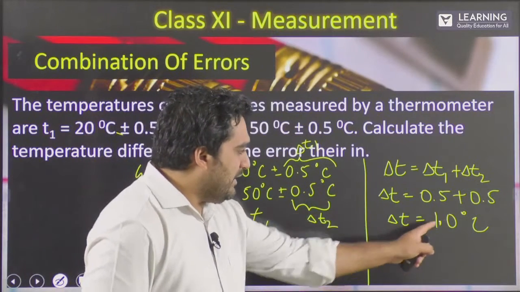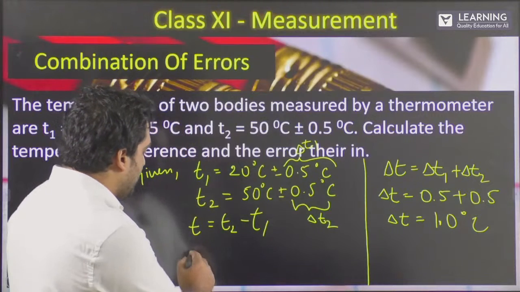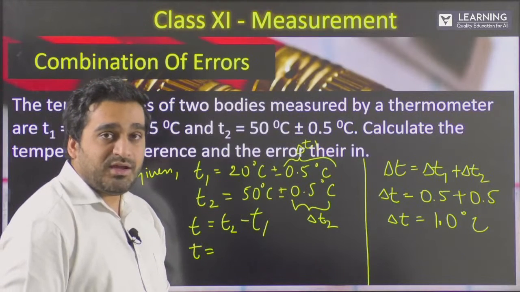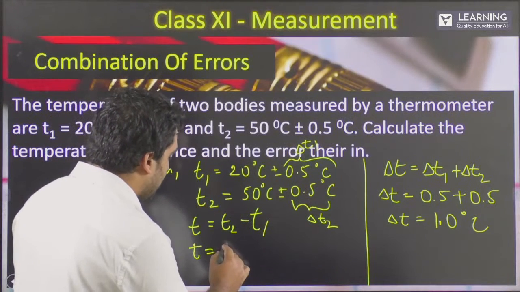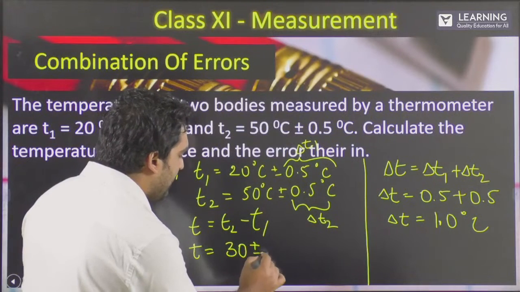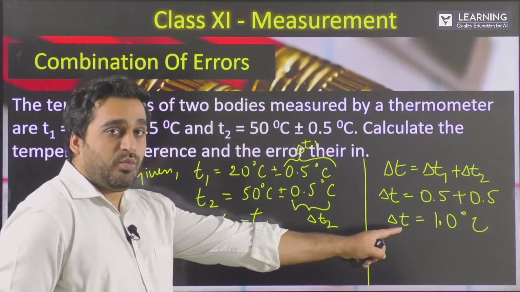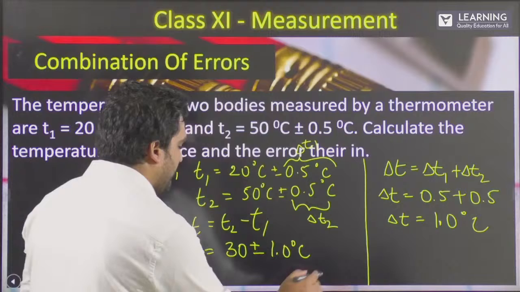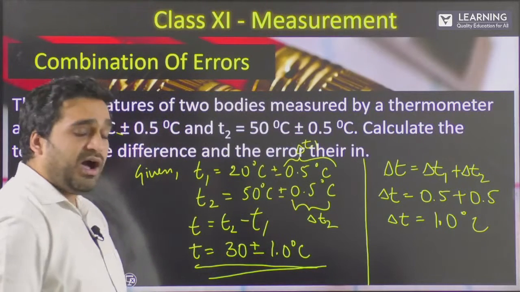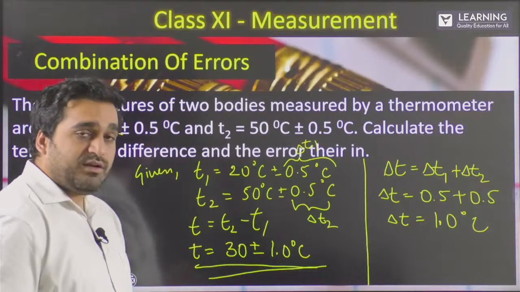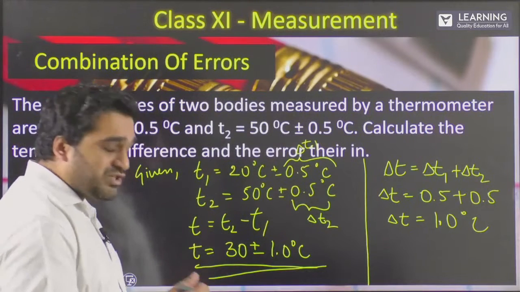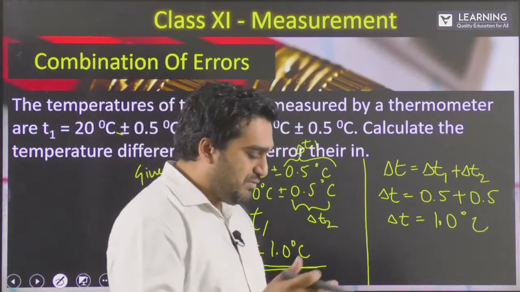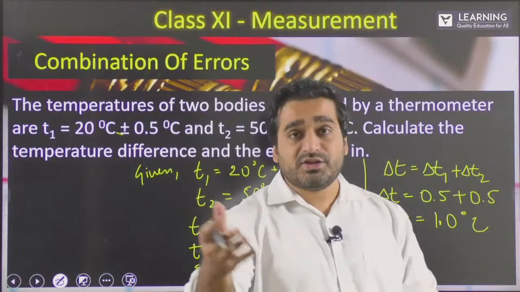So now that we know delta T, we can find where T2 is 50 minus 20. 50 minus 20 is 30, plus or minus delta T, which is 1.0 degree Celsius. This is how you identify a given physical quantity, or the measurement of a physical quantity, due to the combination of multiple measurements or combination of errors as well.